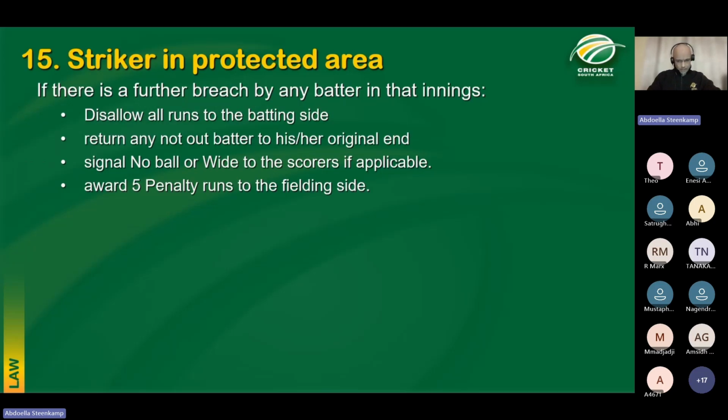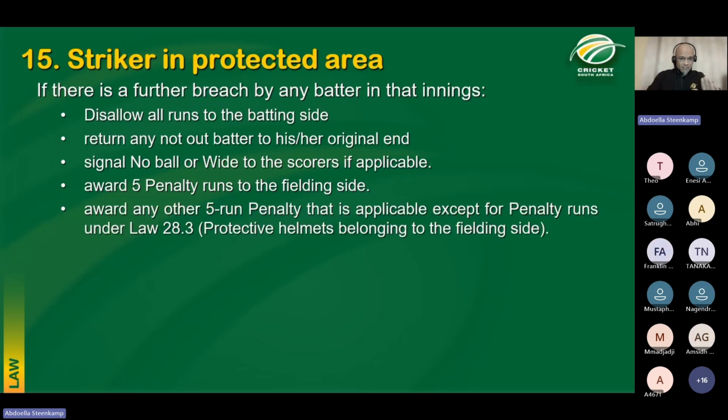If applicable, to be added to the score. 5 penalty runs to the fielding side. And any other penalty runs to be awarded. There's one exception. Those penalty runs do not apply if the ball should hit the helmet that was placed by the fielding side behind the keeper. Inform everyone and then report this to the governing body of cricket for that particular competition. So this is how we deal with the striker going in the protected area.